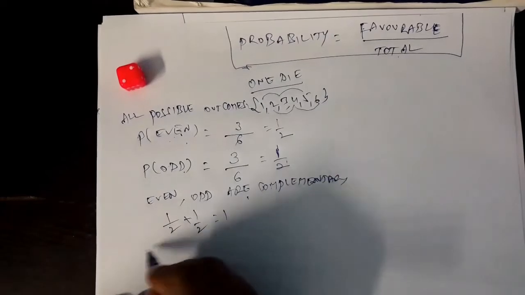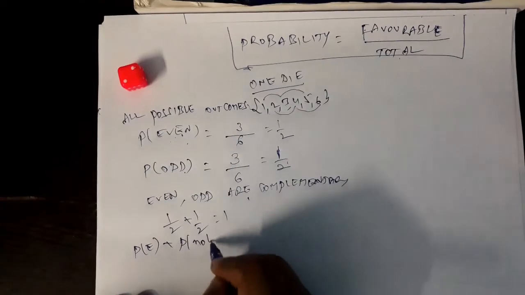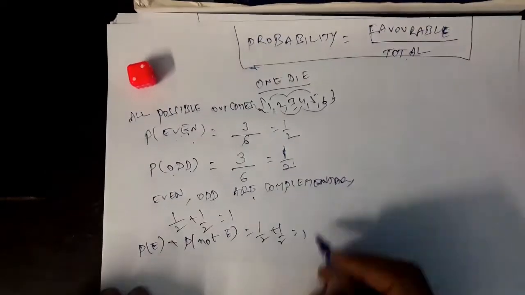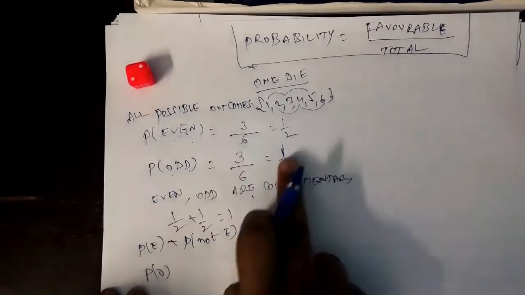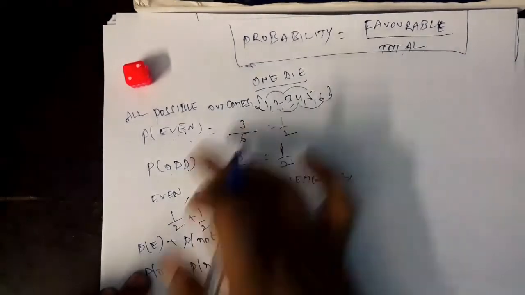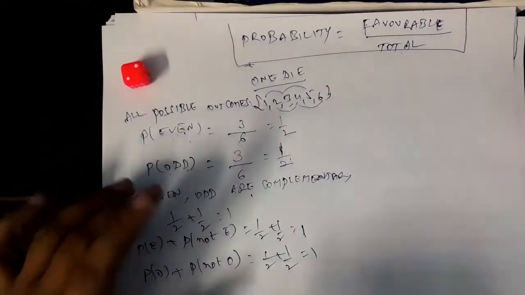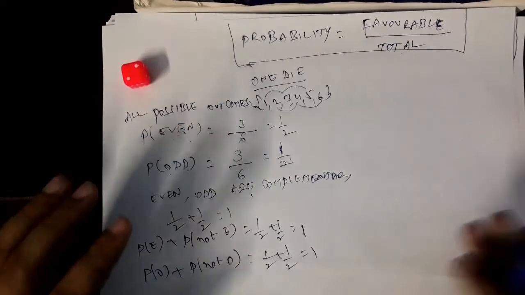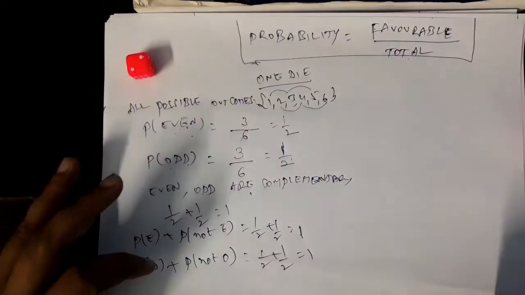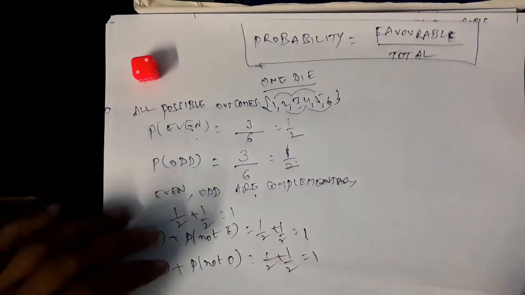I can write probability for even number plus probability for not an even number. Both are same. That is nothing but odd number. Yes, 1 by 2 plus 1 by 2 is 1. In the same way, I can write probability of an odd number plus probability of not an odd number. Not odd means even, of course. These two probabilities, if you add them, are 1. So these are some examples for using the formula P of E plus P of E bar is equal to 1. So this is about complementary events, right?